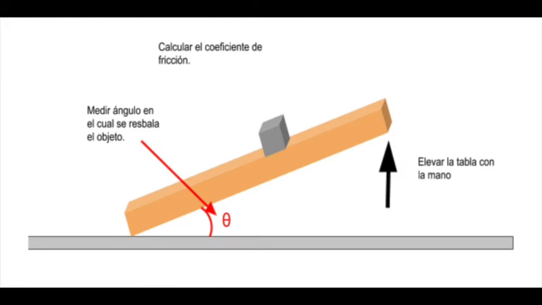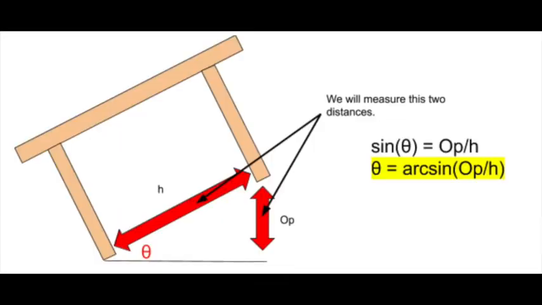Here we have a drawing demonstrating how we will calculate the maximum static friction. The only ingredient needed in order to calculate the maximum static friction and then the coefficient of static friction is the angle, and we will measure it in two ways. The first one is going to be with a protractor, and the second one will be using the arcsine.